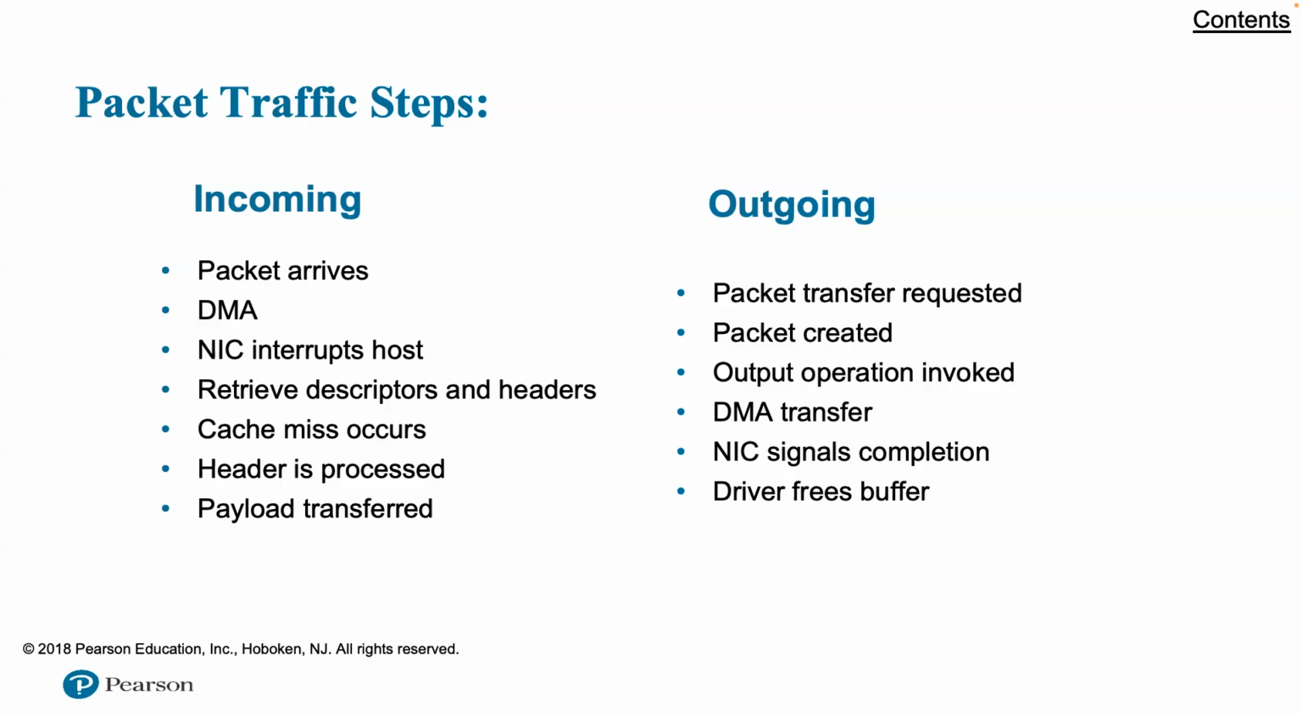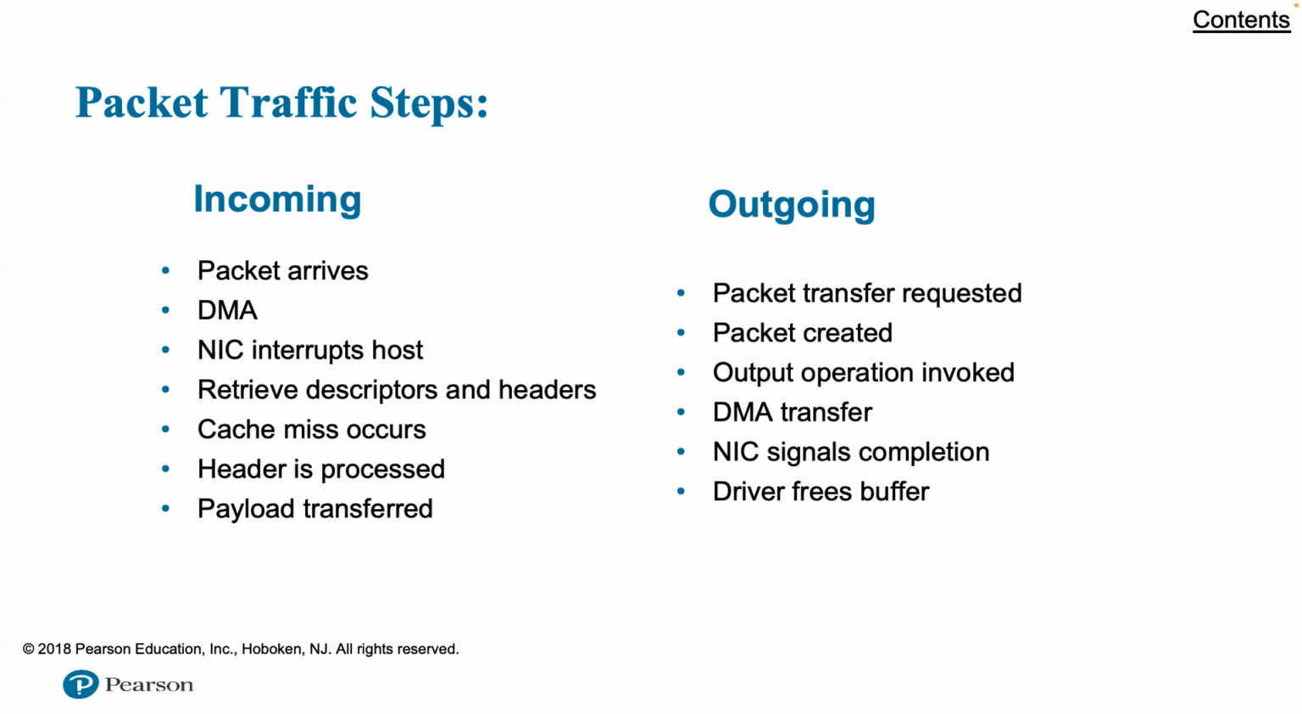Number three, the NIC interrupts the host. After a number of packets have been transferred, the NIC issues an interrupt to the host processor. Number four, it retrieves descriptors and headers. The core processes the interrupts, invokes an interrupt handling procedure, which reads the descriptor and header of the received packets.